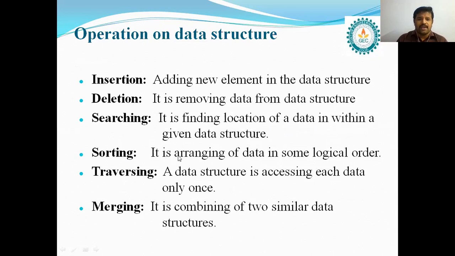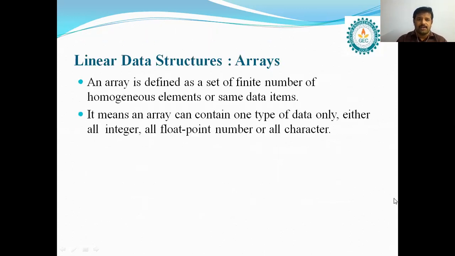And sorting means arranging the data in some logical order, whether increasing or decreasing order. And traversing the data structure is accessing each data item only once. That means we can access each data item and move from one element to another element. That is called traversing. And merging is the combining of two similar data structures into a single one. These are the operations performed on the data structure.